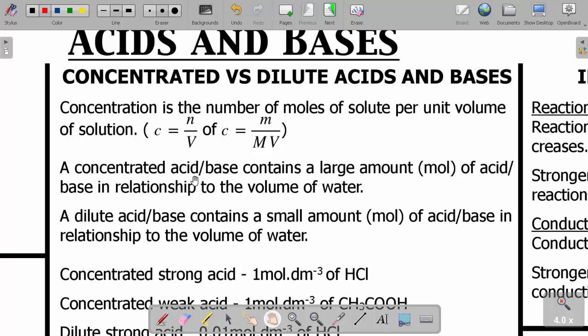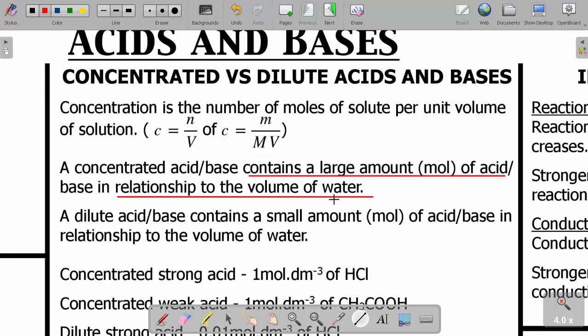Now, a concentrated acid or base contains a large amount of moles of acid or base in relation to the volume of water. So the question will say, define a concentrated base. You say that it is a base that contains a large amount of moles of the acid or base relative to the volume of the water. Okay, or you can say in relationship to the volume of water.